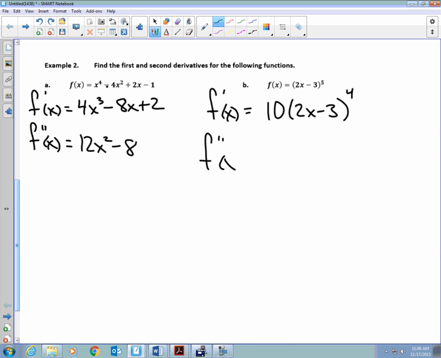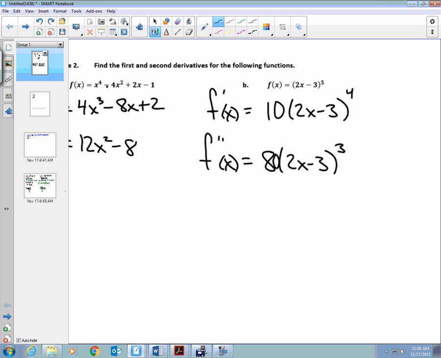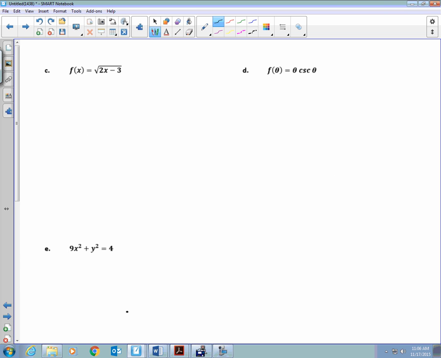If you need to make the boxes, go ahead and make the boxes. Derivative of the inside is 2, and then the outside would be 40. So we got 80u to the 3rd. So you should be prepared for your test to be able to take multiple derivatives. Can you do that? Okay. Yes, you can write the box on your test all you want.